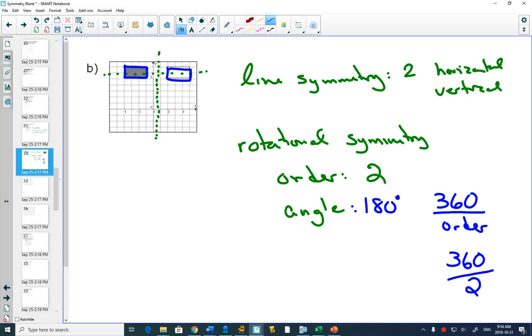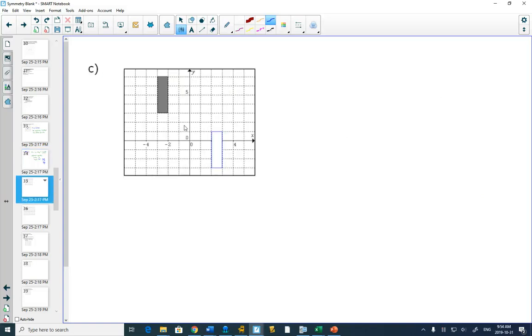Okay, next one, 10-second head start. Now on the test, you're going to be allowed to use the mirrors to check. This one has no line symmetry. If you put your line down the middle and flipped it over, it wouldn't match up. If you put a diagonal one and tried it and looked, it wouldn't match up.